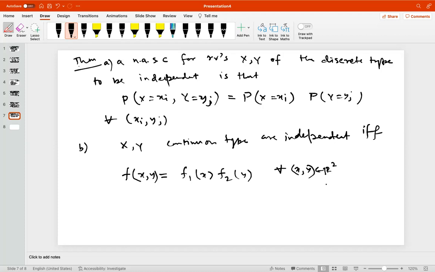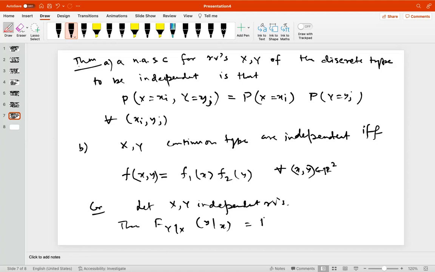Then the important corollary is this: let X and Y be independent random variables, then the conditional density or distribution function of Y given X is nothing but the marginal of Y, for all x, and similarly the other one, X given Y, is the marginal of X, for all y belonging to the reals.